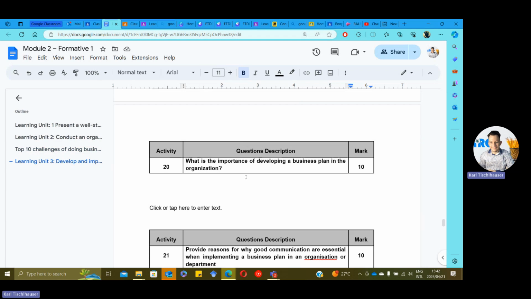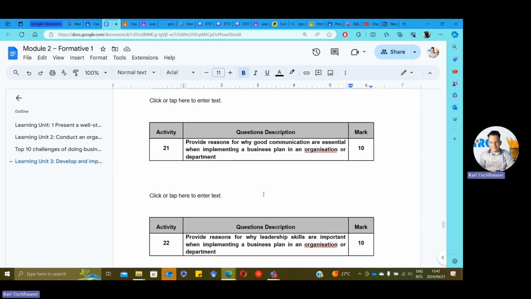Number 20 says, what is the importance of developing a business plan in an organization? Okay, remember, business plans are used to implement a new strategy, to provide a new sense of direction within an organization. It is also used as a foundational starting point for any organization. So there are many reasons why these plans are important, and I have also explored them in more detail on the slides. So look for that. And if that doesn't help you, also just do a little bit of research, see what you can find online that can give you a little bit of guidance in terms of responding to this question.